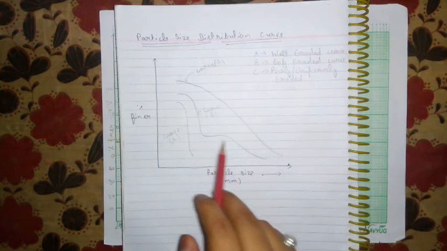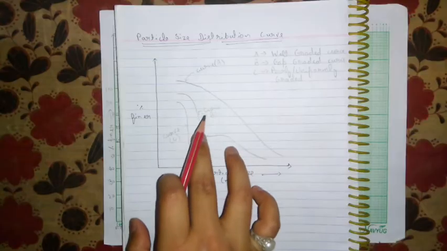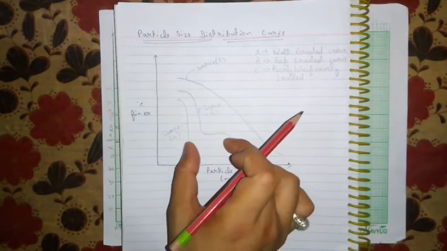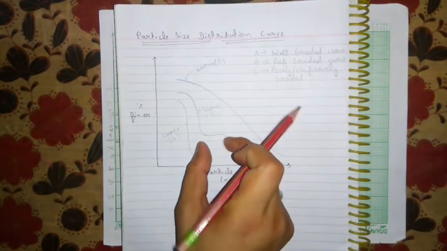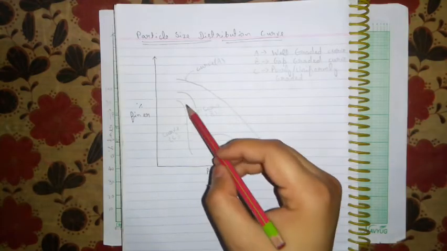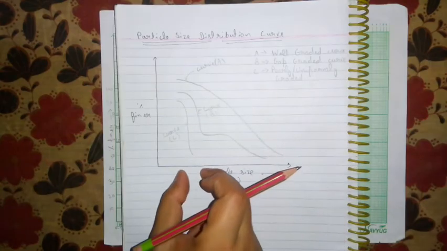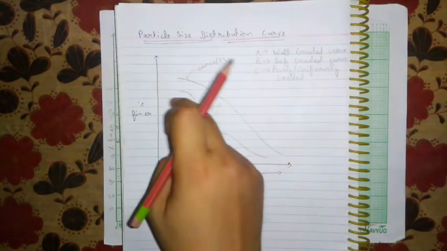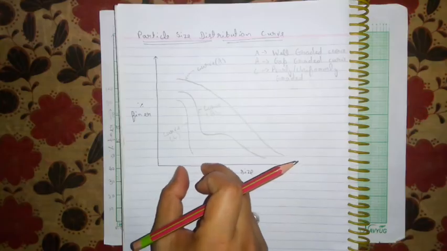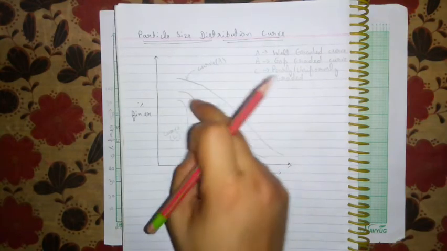And this curve B is known as gap graded because, as you can see, the particle sizes of this range, which is horizontal, are absent from this curve. So this is known as a gap graded curve. And this curve C is known as poorly or uniformly graded because only one particle size, only this range of particles, is present in this curve. That is why it is known as a poorly or uniformly graded curve.